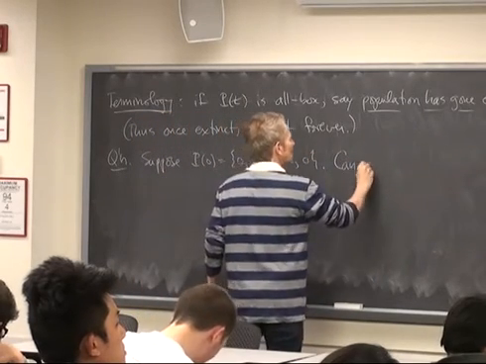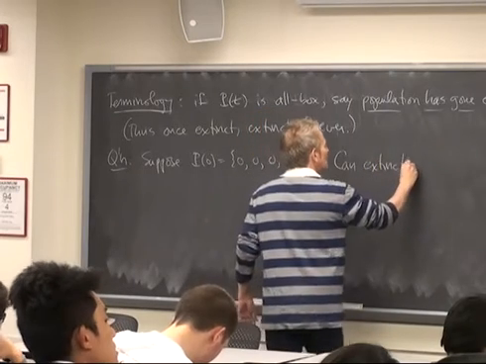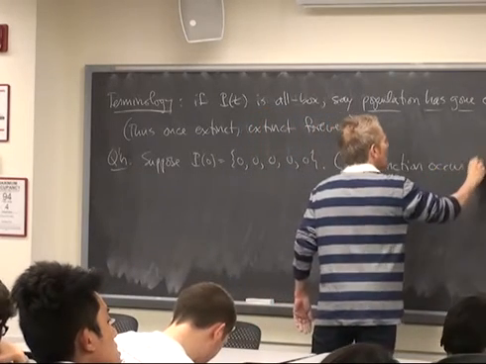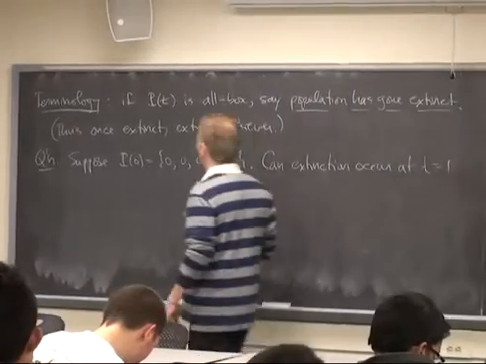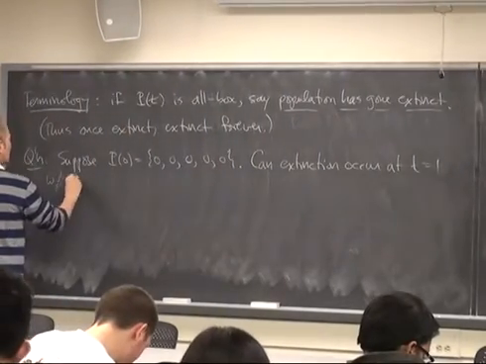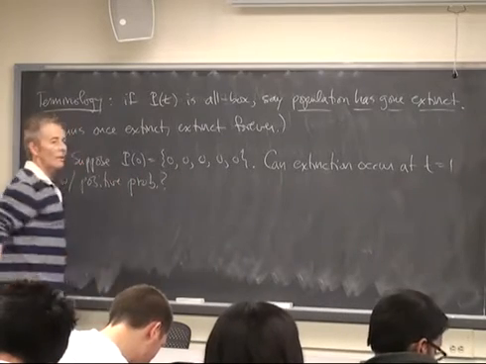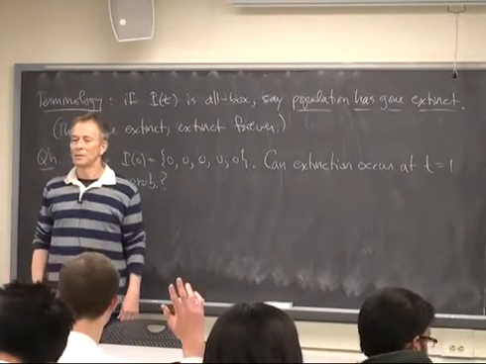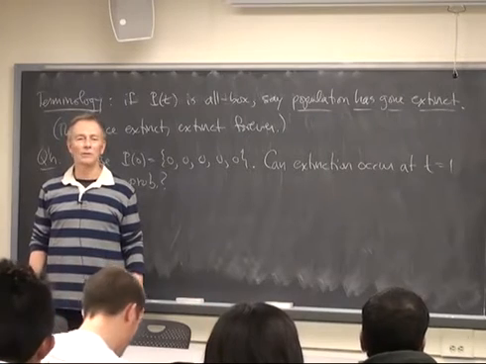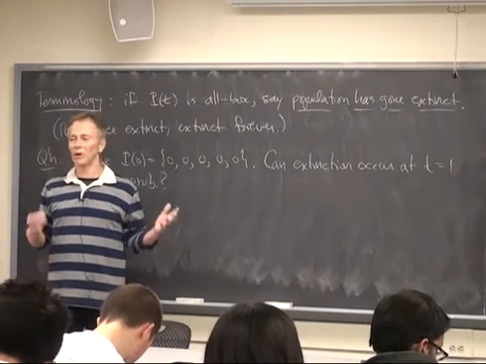Can the population go extinct? Can extinction occur at t equals 1 with positive probability? This is an easy question. So how many people think yes? Okay, how many people think no? Don't be afraid. Okay, someone who thought yes, tell me why.